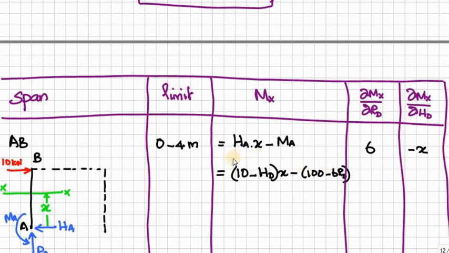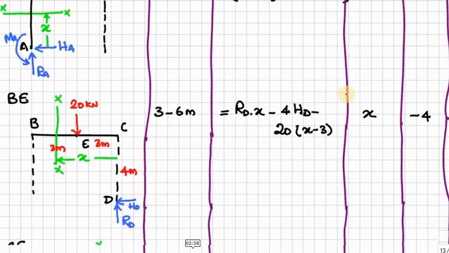Now we have to differentiate this moment expression with respect to first RD. Therefore, for RD here we have this minus, minus, so plus 6. Similarly, with respect to HD, here we have minus HD X, so minus X. Next, span BE.